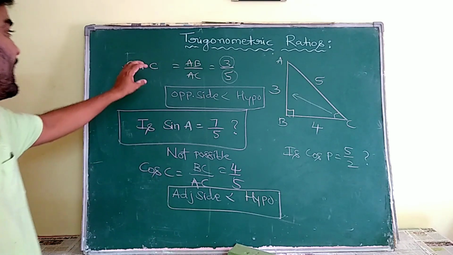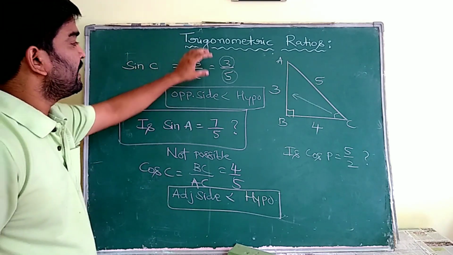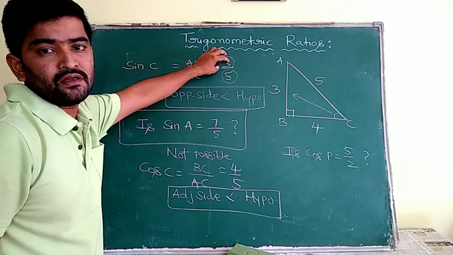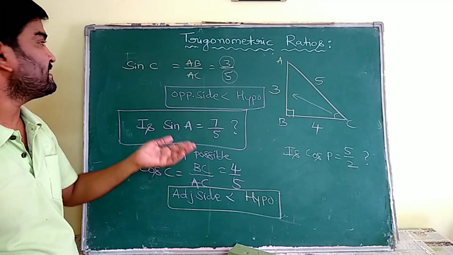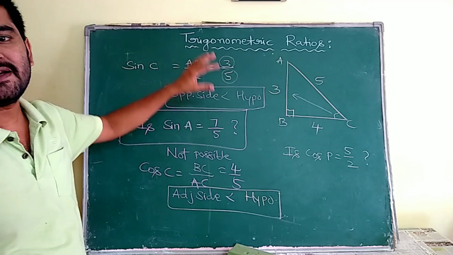Listen, if sine C is less, then cosecant C is more; if sine C is greater, then cosecant C is less.